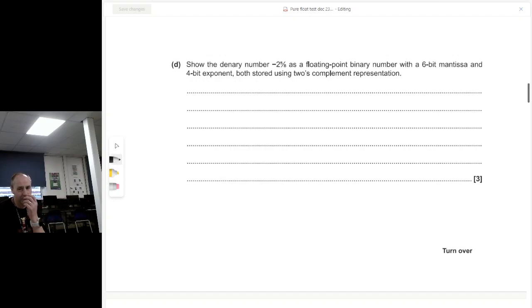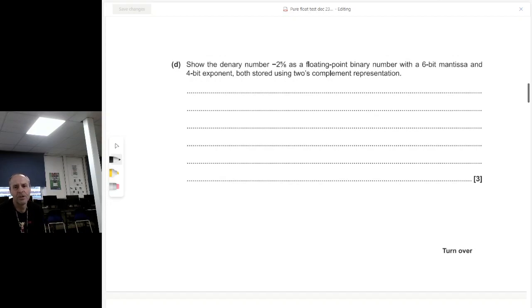Right, okay, this first question then. Weird, they've written it as a fraction, and they've put a really fat minus sign. I don't know why they put that in bold, but they have. Right, so it says minus 2 and 5/8 as a floating point, 6-bit mantissa, 4-bit exponent, and they have told us it's both in 2's complement.